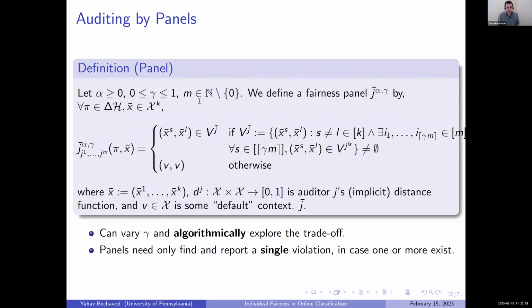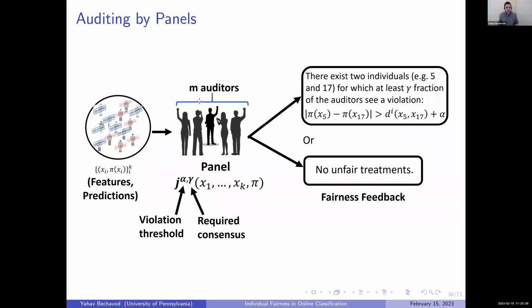And this is just the same with a lot of notation, but it reports a pair in which there is an alpha gamma violation. The nice thing about it is that we can vary this gamma parameter to explore the trade-off algorithmically. We don't have to ask the auditors different questions; the only questions that we ask are about alpha violations. Then the gamma parameter gives us this handle to aggregate and algorithmically look at the objective that we're trying to optimize. And this is just the same thing in an image.